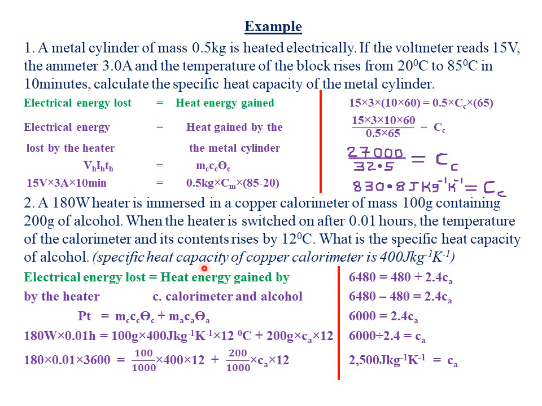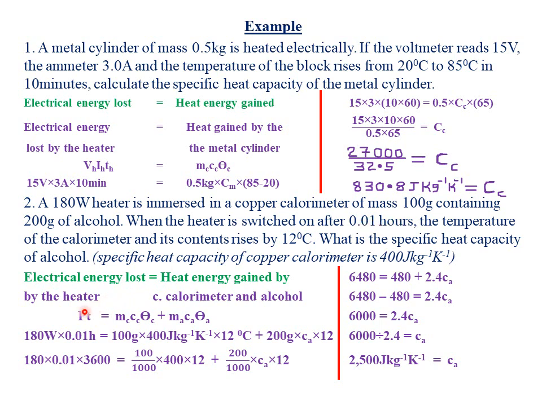Then we are given the specific heat capacity of the copper calorimeter as 400 joules per kilogram per Kelvin. So the substance that is supplying heat, that is our electrical heater, is the one that is losing heat. Therefore, the electrical energy lost by our heater must be equal to the heat energy which is gained by both the copper calorimeter and our alcohol. So because we are given the rating of that particular heater, which is 180 watt, we are also given the time for heating that particular copper calorimeter and the content, which is actually alcohol. So the time is 0.01 hours.